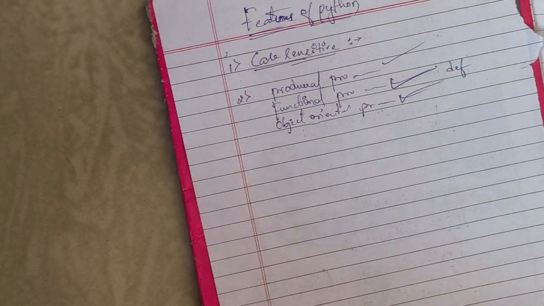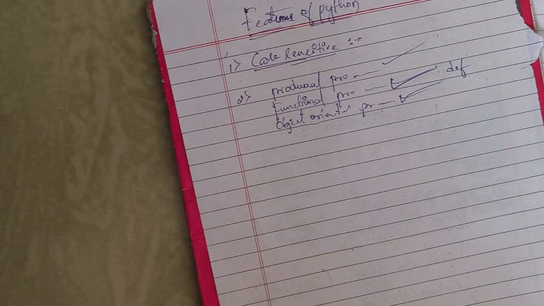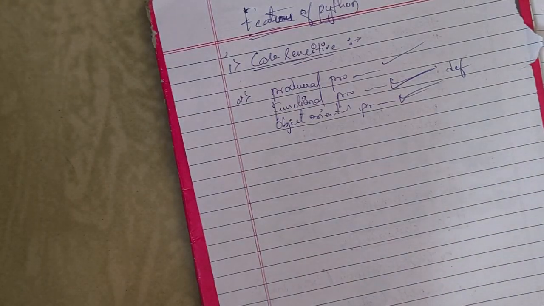Object-oriented programming is nothing but solving the problem by creating objects and classes. That's called object-oriented, and it comes in the OOPS concept. Class is nothing but a collection of objects. Object is nothing but an instance of a class.